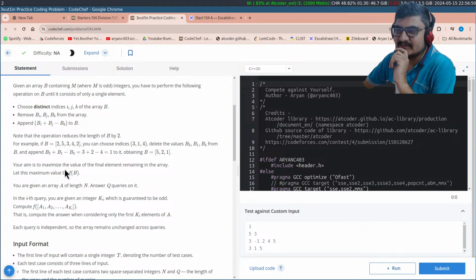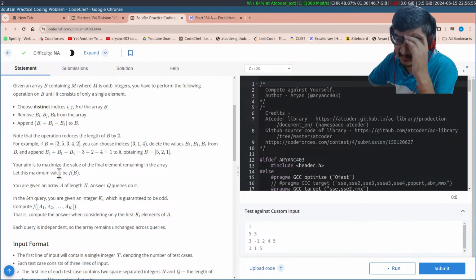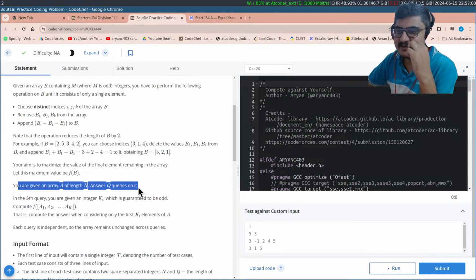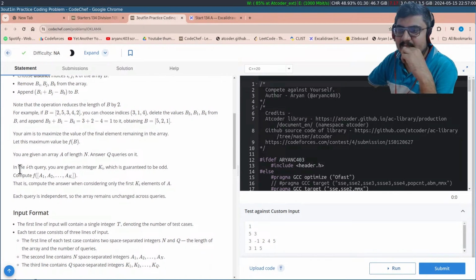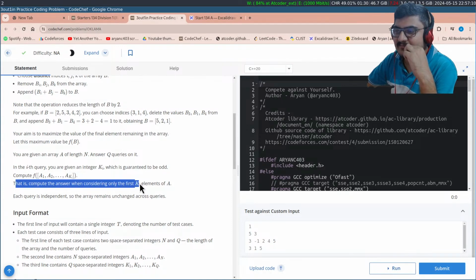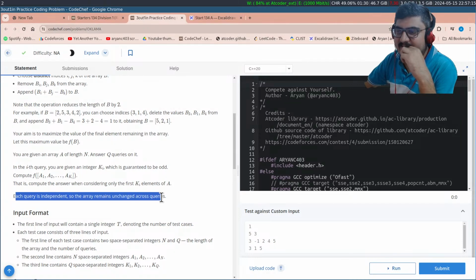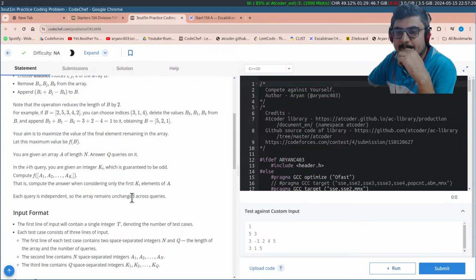Your goal is to maximize the value of the final element remaining in the array. Let this maximum value be f of B. You are given an array A of length n and must answer q queries. In the ith query, you are given an integer ki which is guaranteed to be odd. Output f of the first ki elements of A, that is, compute the answer when considering only the first ki elements of A. Each query is independent, so the array remains unchanged across queries.